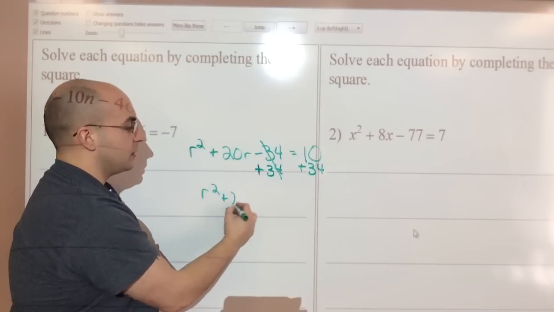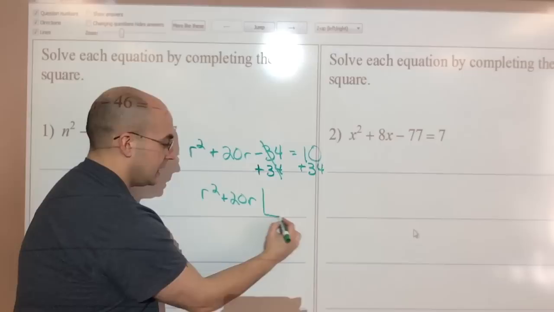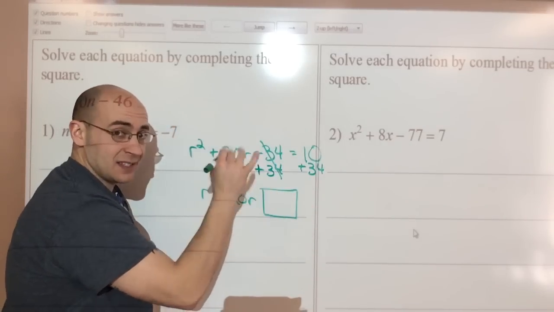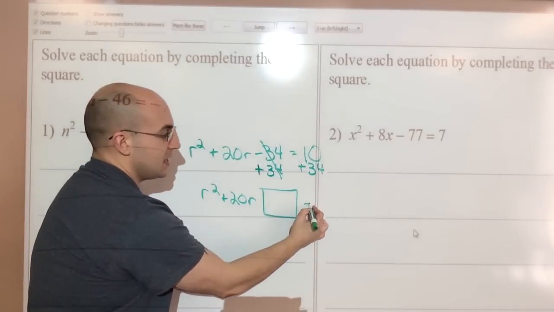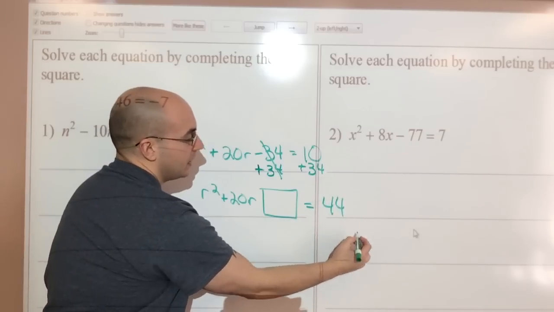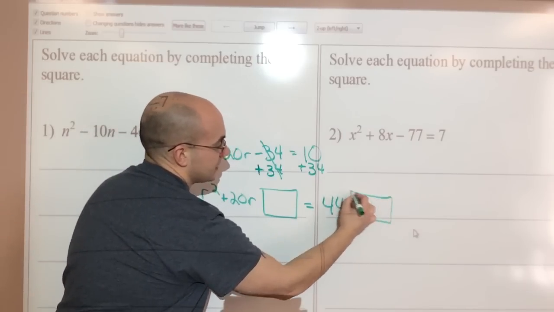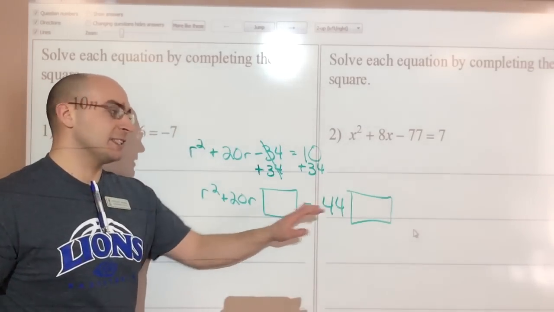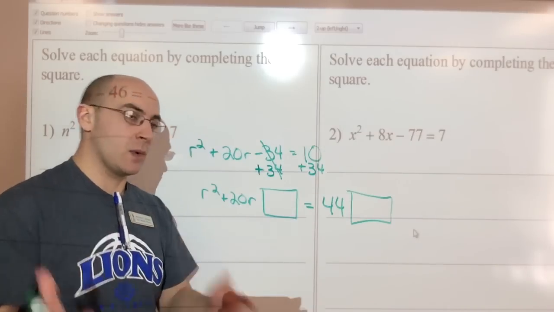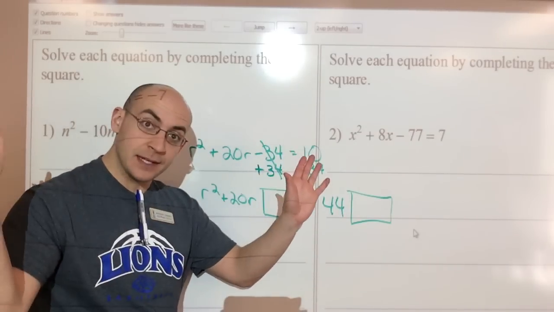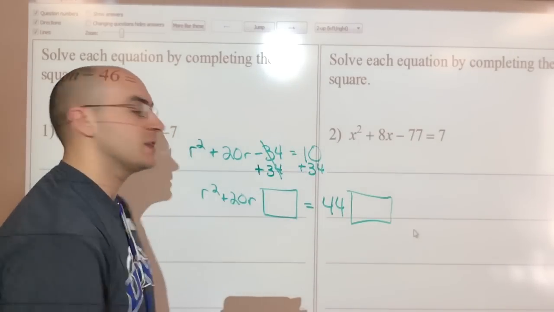So I'm left with r squared plus 20r, and then I've got a box here, or a square. And then that's going to equal 44, okay? But then there's going to be another box here, because there's going to be something I have to do to that. This is really why it's called completing the square, because I have to complete the two empty places. A number has to go in both of those things.